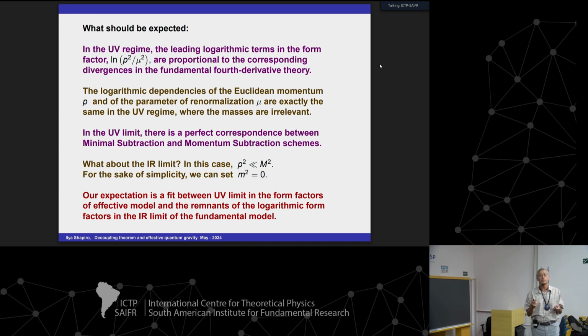Masses become irrelevant. If you have a loop without masses, then you have log which goes together with divergence. They're not separable. Okay, so you have to have some correspondence. Now, infrared is completely different because in the infrared we have these two relations. We can even simplify things a lot by setting small mass equal to 0. It means we have 0 cosmological constant.